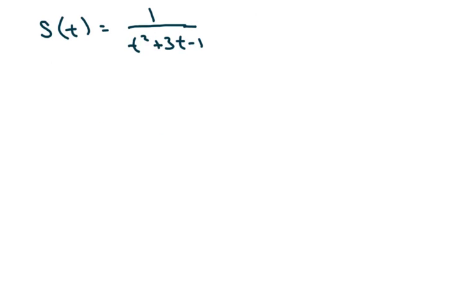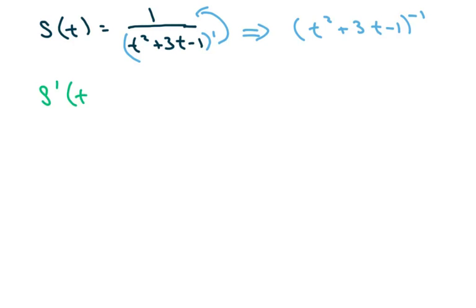And the next one's very similar. We have this 1 here. So this is to the first power, so just bring him up and multiply by 1. And that would change to t squared plus 3t minus 1 to the negative 1. And then we're going to take the derivative using the chain rule.